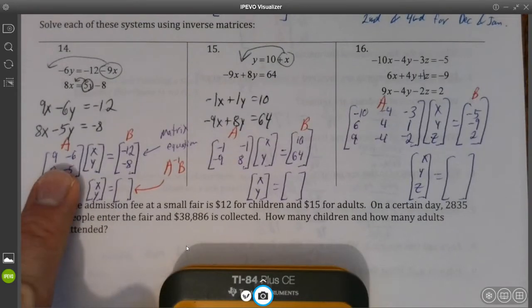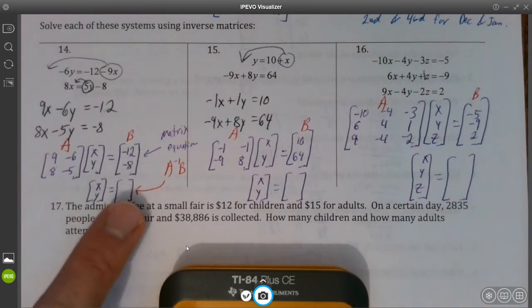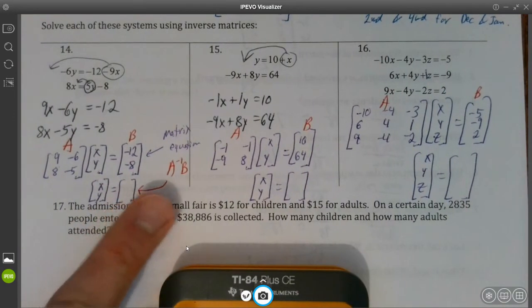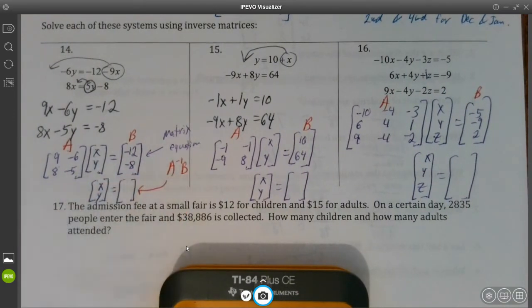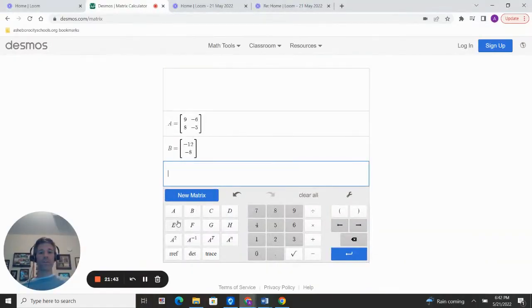I have typed that one in as A, and that one in as B, and I'm going to find out what that is by typing A inverse B. So let's do it. Watch where the mouse goes. A inverse B. Boom. You see the answer? 4, 8. X is 4, Y is 8. It's that simple. It took a few steps, but it's that simple.